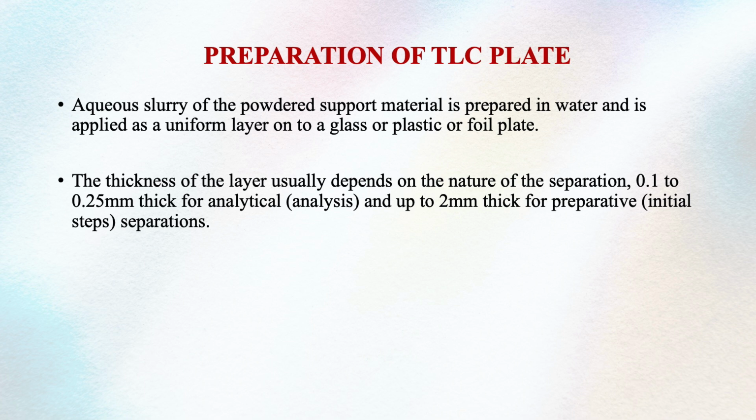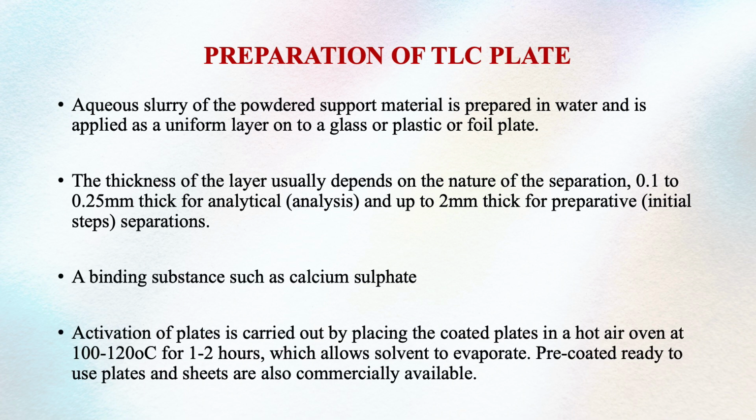The main thing is, once you have spread the plate with this alumina or silica, you are going to activate the plate. For this activating purpose, we place these plates in the oven for 1 to 2 hours at a temperature of 100 to 120 degrees centigrade. What will happen by putting these plates in the oven? The slurry which we have prepared is going to fix on the TLC plate. That's what we call activation of the plate.